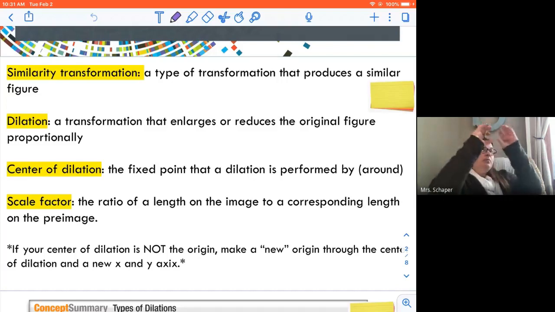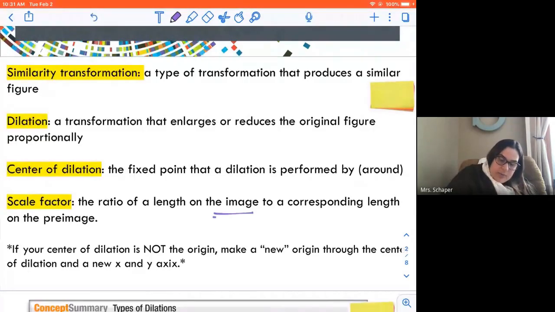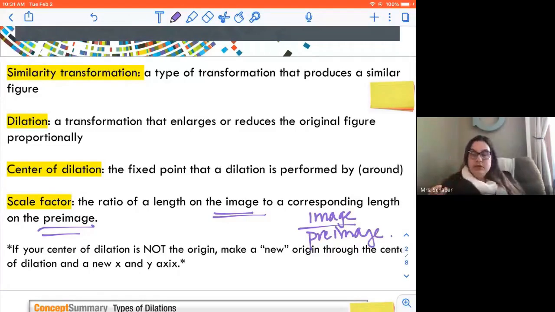So think about you put a figure on a PowerPoint, right? And you drag the corner to make it bigger or you make it smaller. That's a dilation. That's what we're doing here. The center of dilation is that fixed point from which we make that enlargement or reduction. And a scale factor is the length of the image to the pre-image, okay? So if I look at this as a ratio, it's image to pre-image. And we're going to be doing a lot of this work on a coordinate plane, okay?